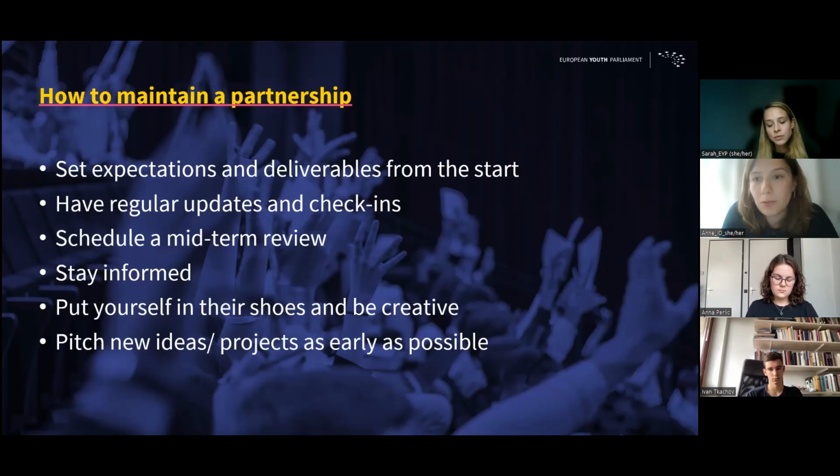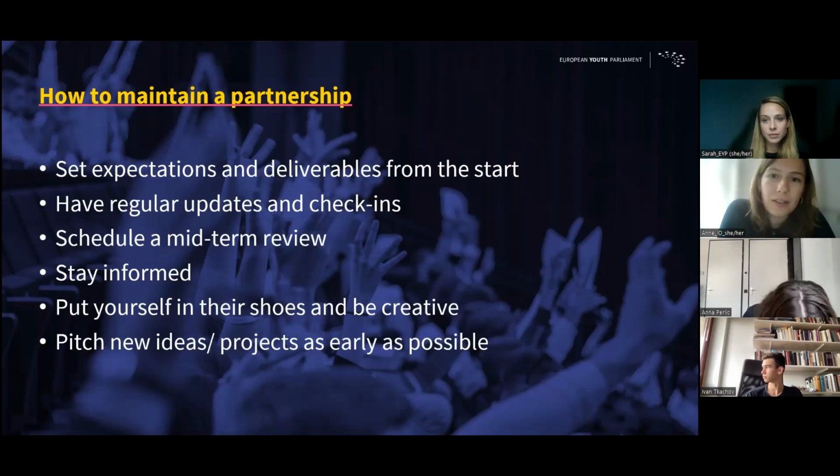It could also be that you agree to send out a newsletter to all your partners. Say you're organizing an IS and you say, okay, we have a monthly newsletter where we update our partners on the progress. That can also be something that helps you pool your resources, because you send out one email to multiple partners.